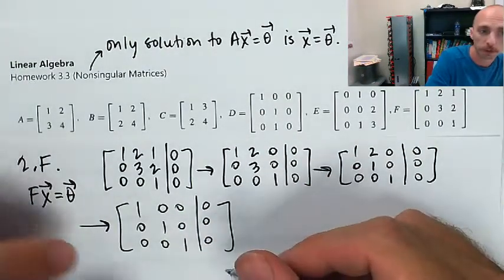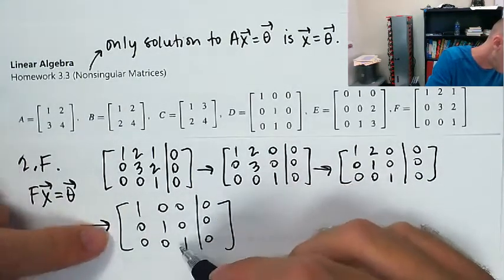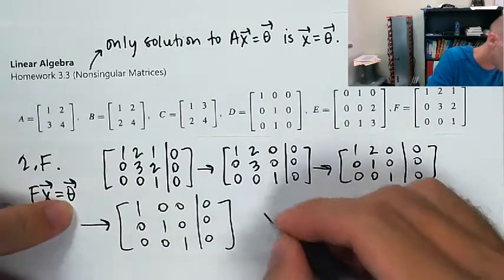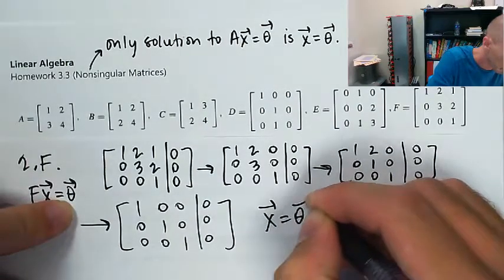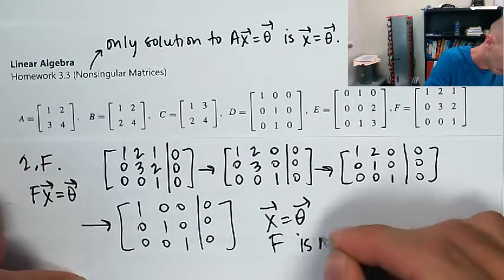So I'll have that, which, if I'm interpreting my solution, means x1 equals 0, x2 equals 0, x3 equals 0. That means x equals 0, meaning that f is non-singular.